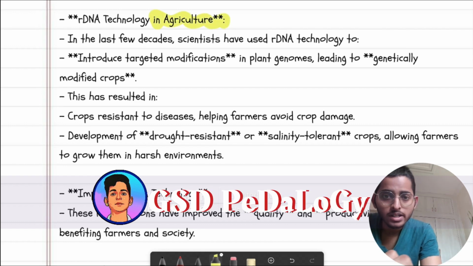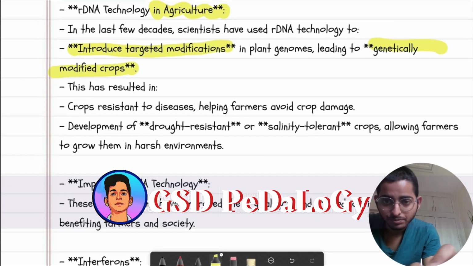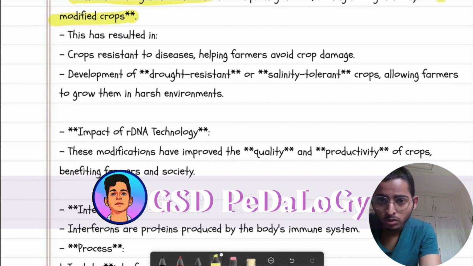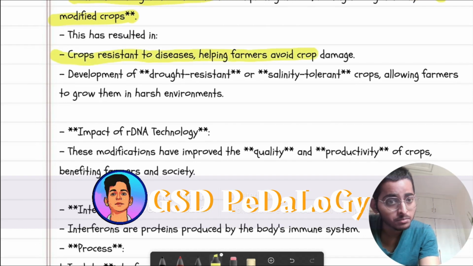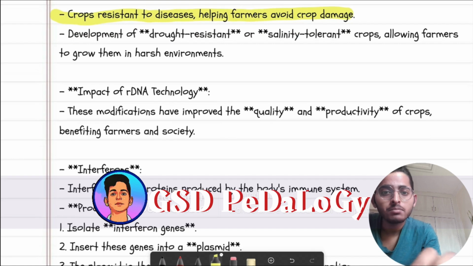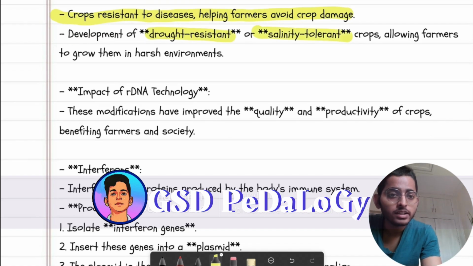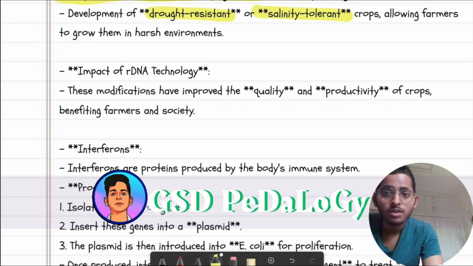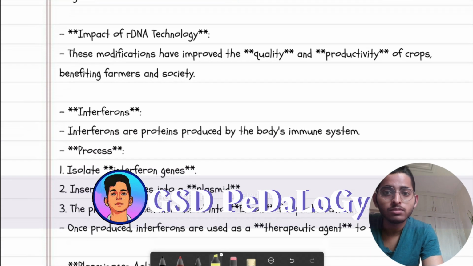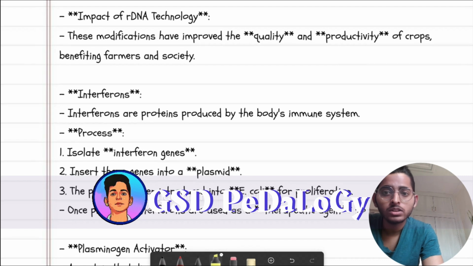In the case of rDNA technology, we can introduce target modifications and we can genetically produce modified crops. Now, this has resulted in crops resistant to diseases, helping farmers to avoid crop damage, development of drought resistance, abiotic stress and salinity tolerance, so pH tolerant, allowing farmers to grow them in harsh environments. The impact of rDNA technology is that it increased the quality and productivity.